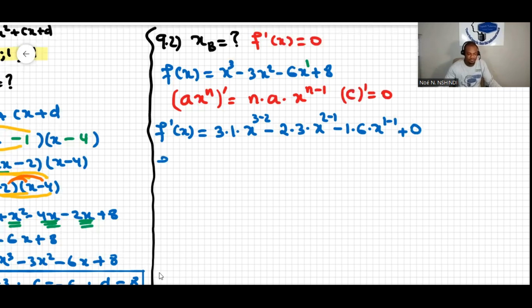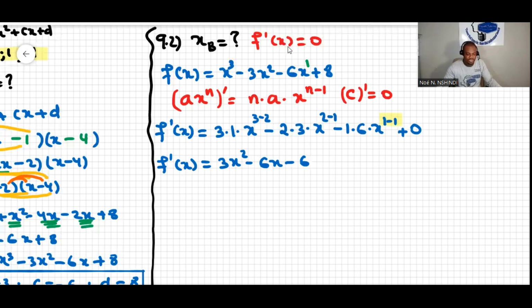So f prime of x will be equal to what? 3x to the power of 2, minus 6x, and then minus 6, because 1 minus 1 here is 0, and x to the power of 0 is going to be 1. So we have negative 1 times 6 times 1, which is just negative 6. So that's f prime of x. Then, according to the condition we quoted earlier, we need to set f prime of x equal to 0.